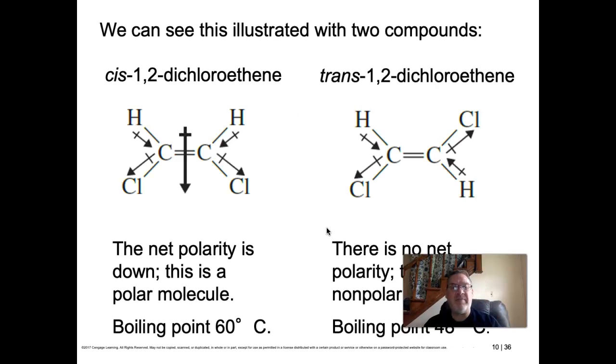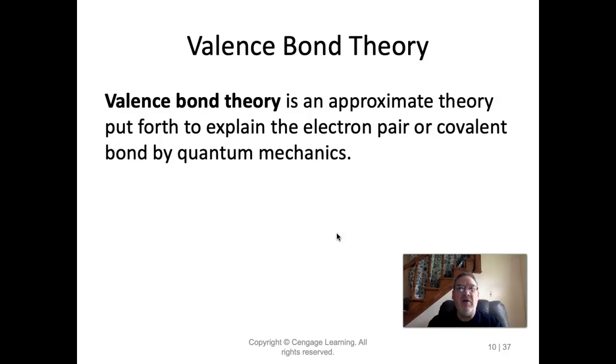And it can affect properties because the dipole moments can converge upon each other or they can cancel each other out. And you can see the difference in some physical properties for this. VSEPR gives us the three-dimensionality. Valence bond theory gives us, in an orbital diagram, how the electrons are combining together and how those valence electrons of the central atom and the outer atom are combining together.